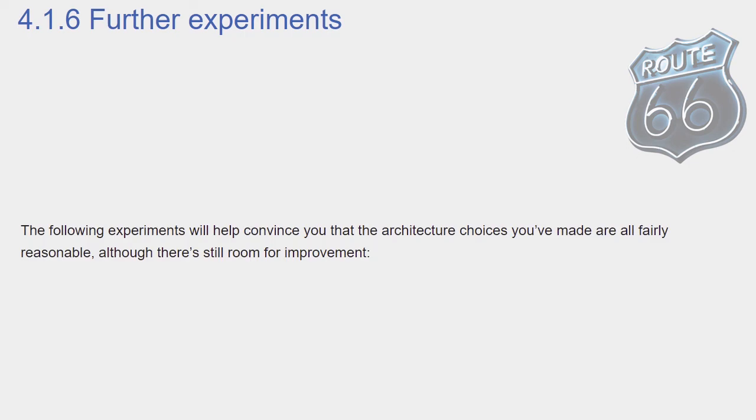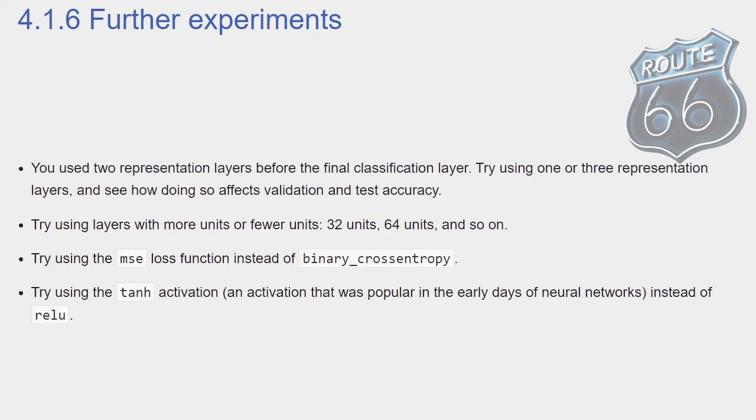Section 4.1.6. Further experiments. The following experiments will help convince you that the architecture choices you've made are all fairly reasonable, although there's still room for improvement. You use 2 representation layers before the final classification layer. Try using 1 or 3 representation layers and see how doing so affects validation and test accuracy. Try using layers with more units or fewer units: 32 units, 64 units, and so on.